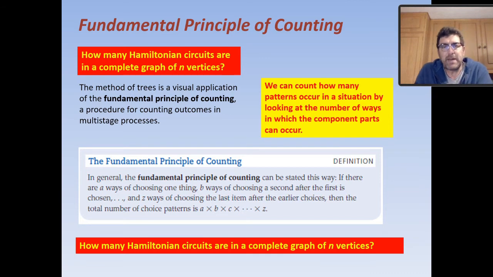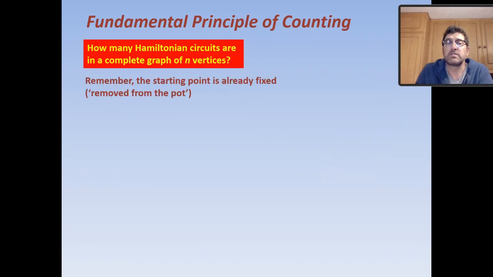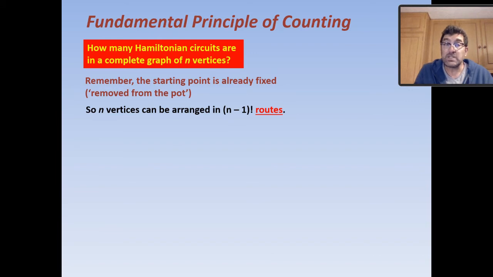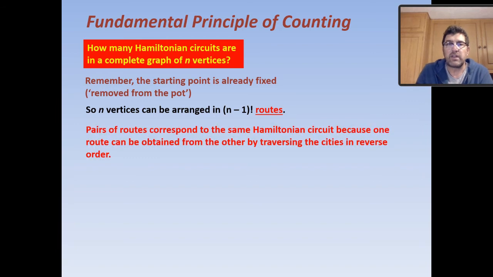So we come back to our question. How many Hamiltonian circuits are there in a complete graph with n vertices? So in Kn, how many Hamiltonian circuits are there? Remember, the starting point is already fixed. So we remove the first vertex from the pot. How many vertices are left? n minus 1 vertices. So n vertices can be arranged in (n minus 1) factorial routes. From choosing the first vertex, there are (n minus 1) factorial ways of visiting the other vertices.